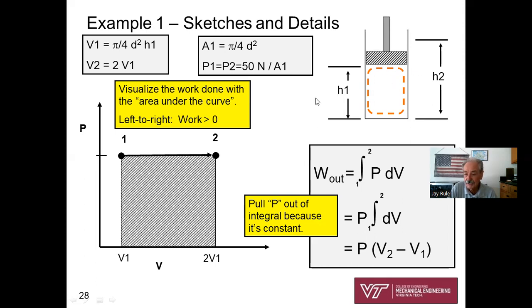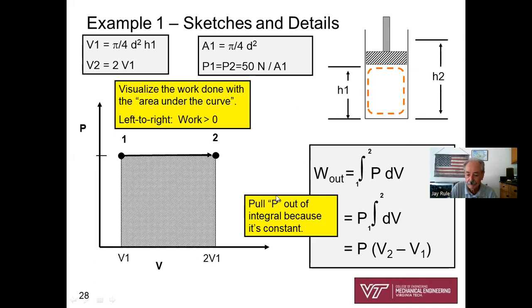H1 and H2 was given, okay? Or you can find H2, okay? A visualization of the work done. A PV diagram is worth a lot on this problem. Pressure, volume, constant pressure process, V1, 2V1, double the volume.